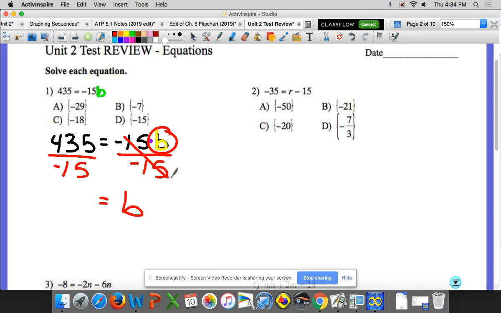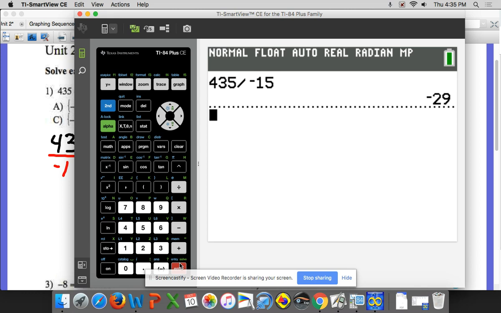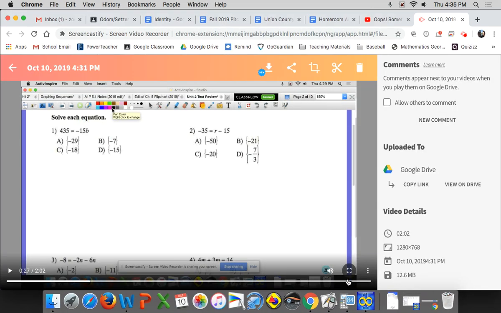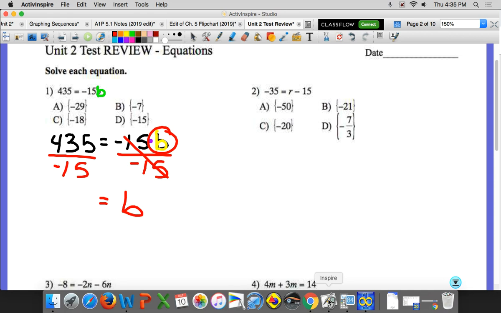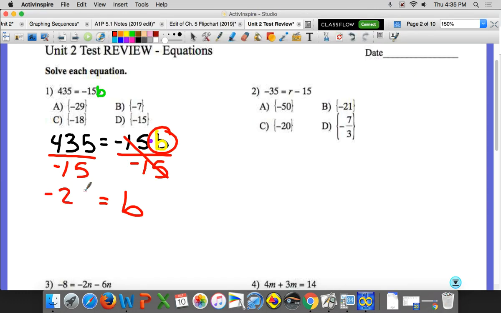Those will cancel out. And so at this point, all we have to do is take this 435 and divide it by that negative 15. And we can always do that with our calculator, and we always should. So 435 divided by negative 15 gives us negative 29. So b is going to equal negative 29, and that is choice A.